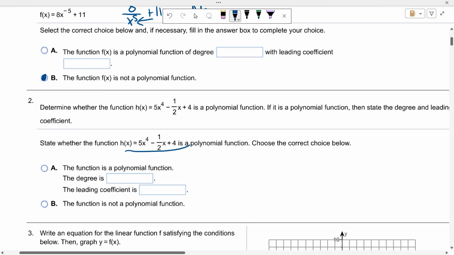Is this a polynomial function? Yep, it is. What's the degree of the function? What's the highest power that appears? The fourth. What's the leading coefficient? 5 is the coefficient of the leading term, of the highest power term.